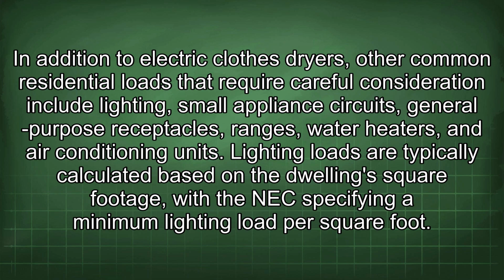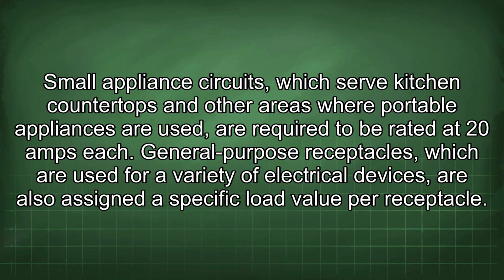general-purpose receptacles, ranges, water heaters, and air conditioning units. Lighting loads are typically calculated based on the dwelling square footage, with the NEC specifying a minimum lighting load per square foot. Small appliance circuits, which serve kitchen countertops and other areas where portable appliances are used, are required to be rated at 20 amps each. General-purpose receptacles, which are used for a variety of electrical devices, are also assigned a specific load value per receptacle.